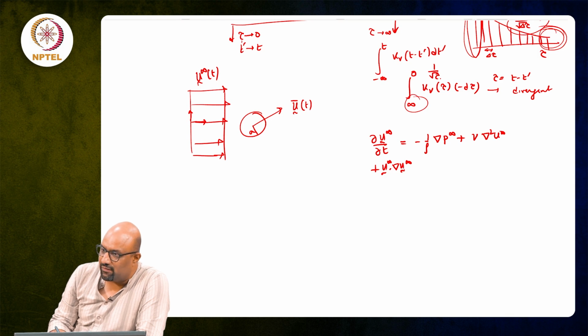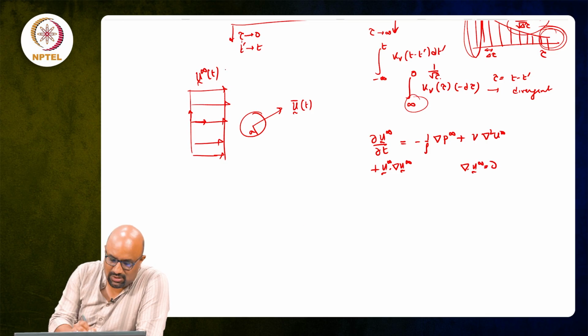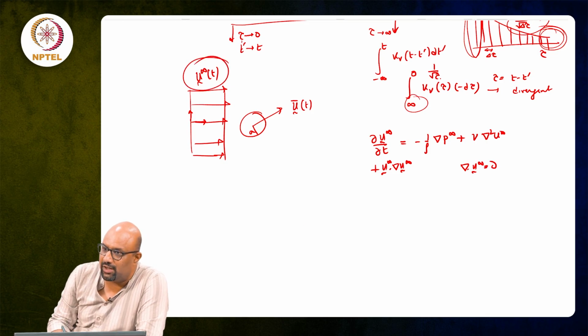It is satisfying Navier-Stokes, also divergence of u infinity equal to 0, but will all the terms exist in Navier-Stokes if the background flow is just a uniform flow varying in time? Which terms would be 0? I am again repeating, this is a uniform flow. What does it mean? Spatially no variation. So, this term is 0, this term 0.